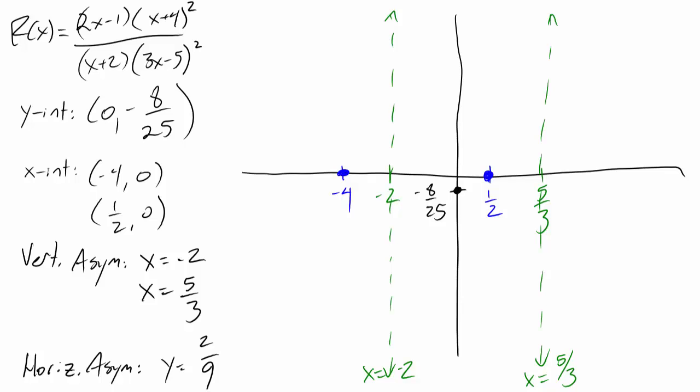Then we have to do our horizontal asymptote, which is at positive 2/9. So we'll call that up here, and draw our dotted horizontal line there. Y equals 2/9. And then all that's left for us to do is kind of connect the dots.